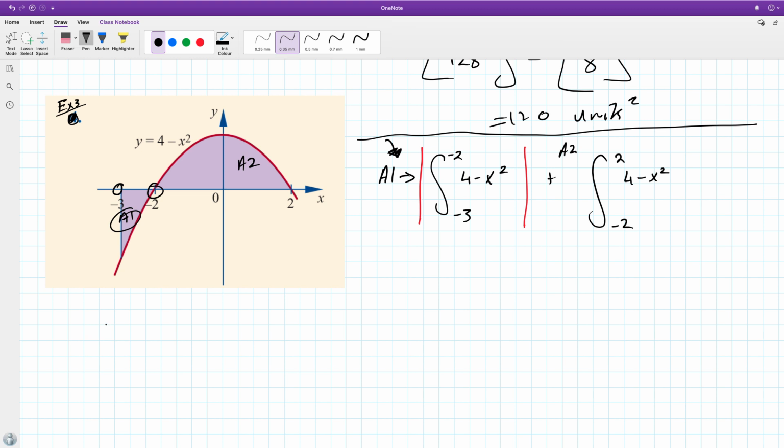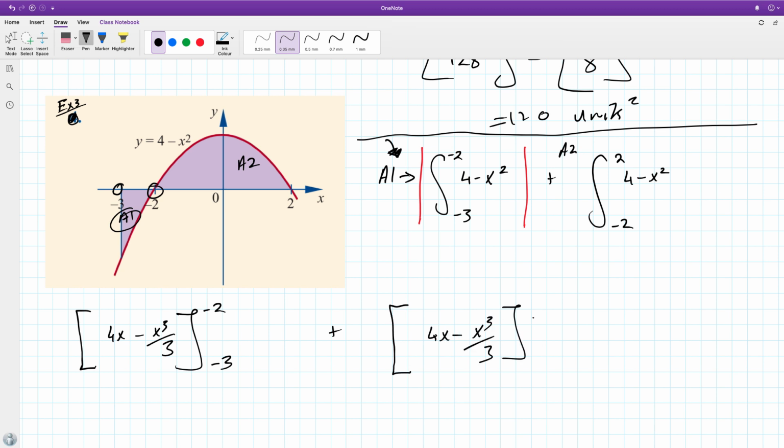Right, let's have a little go at it then. So, integrate 4 minus x squared and we get the integration of 4x minus x cubed over 3 between minus 2 and minus 3, yeah? And that's going to be plus the integration of same curve, so it's 4x minus x cubed over 3 between 2 and minus 2.